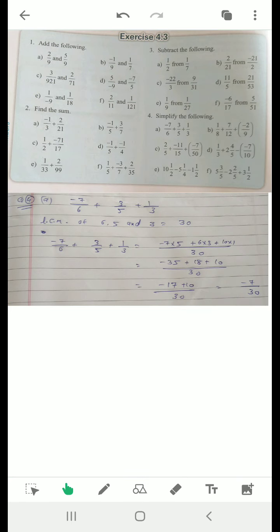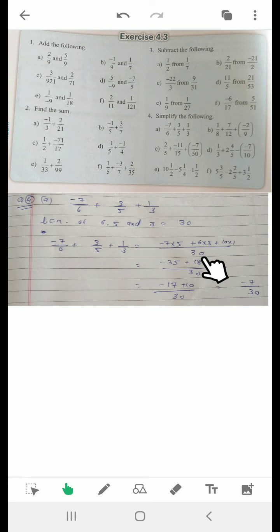Now this is exercise 4.3. From 4.3, the first question is to add the following. You have to do it yourself, find the sum, and subtract the following. I have explained all this. From the fourth question I am going to explain a few questions. Fourth A: minus 7 upon 6 plus 3 upon 5 plus 1 upon 3. You can see that the denominators are different, so we will take the LCM. We will follow the same method as in the previous question, nothing is changed.